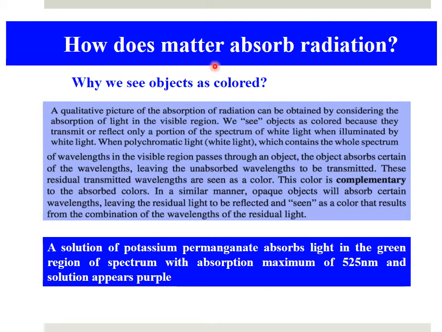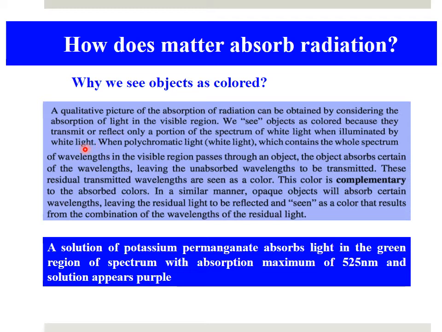So how does matter absorb radiation and why do we see objects as colored? A qualitative picture of the absorption of radiation can be obtained by considering the absorption of light in the visible region. Qualitatively, we see objects as colored because they transmit or reflect only a portion of the spectrum of white light when illuminated by white light.